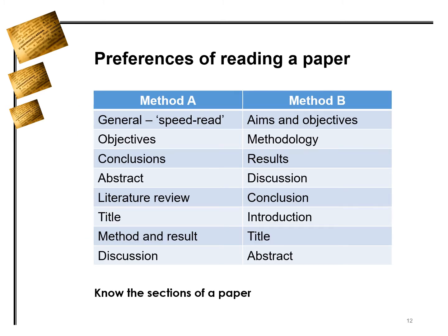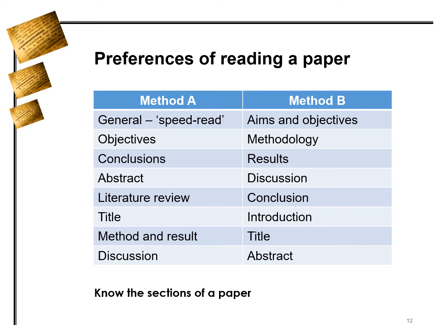Now, there are two methods that can be used in reading a paper. Method A is to first do a speed read. In other words, speed read the whole paper to get the general idea of the paper. Following that, we look intently at the objectives, the conclusions, abstract, literature review, the title, methodology and results, and lastly, the discussion.